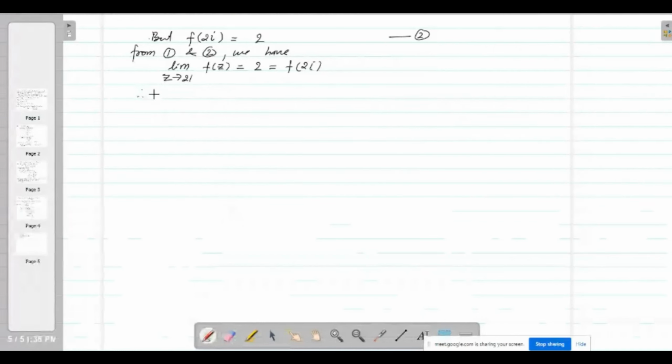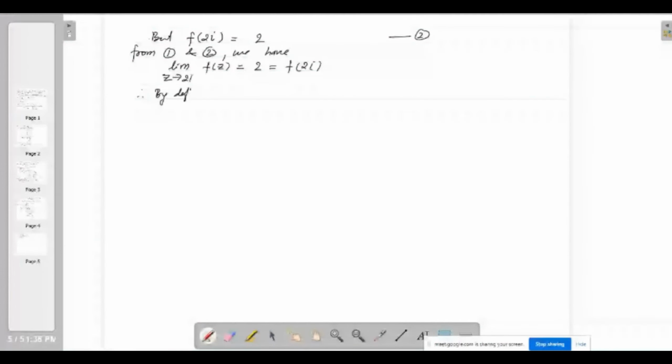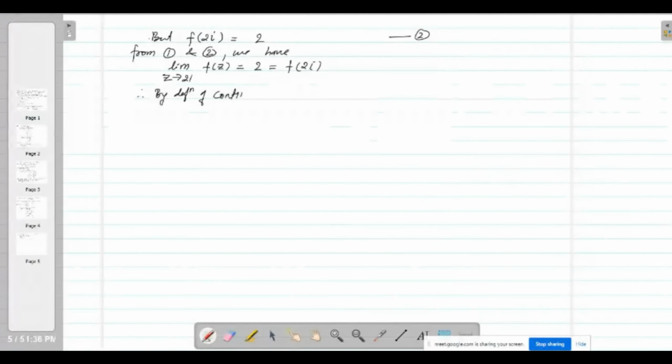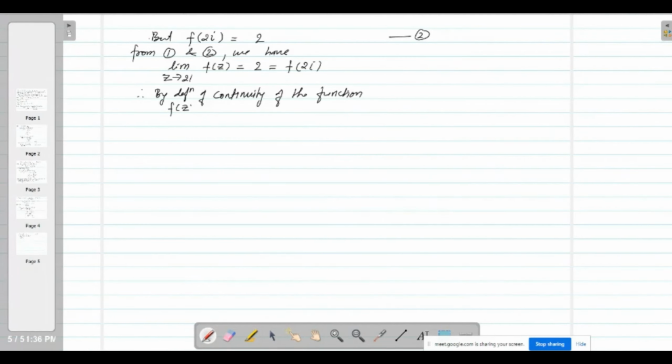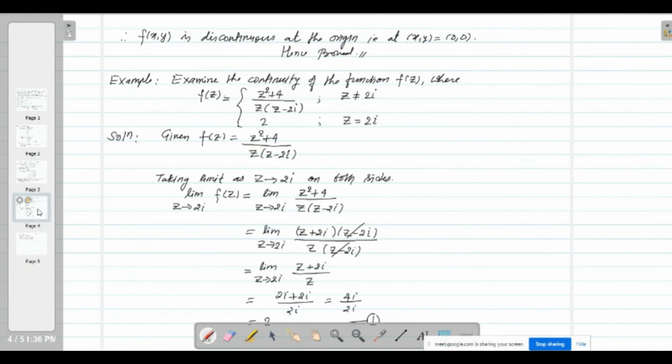So therefore, by the definition of continuity of the function, f of z is continuous at z equal to 2i. In this way we can show that the function is continuous. So your given function is continuous at z equal to 2i. Did you understand how to solve this problem? Yes or no, student? Is this easy or difficult?